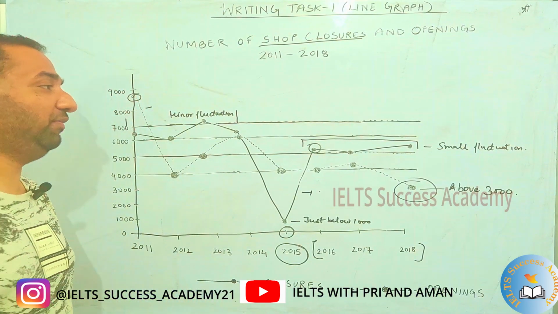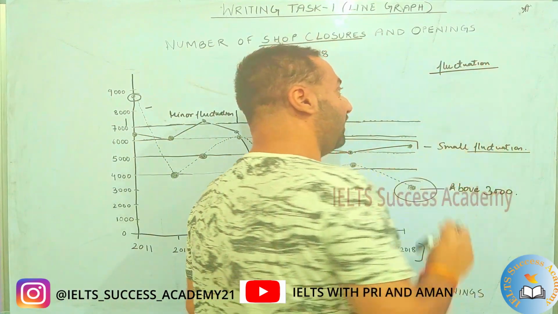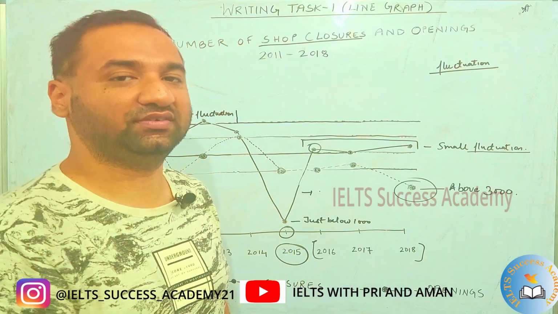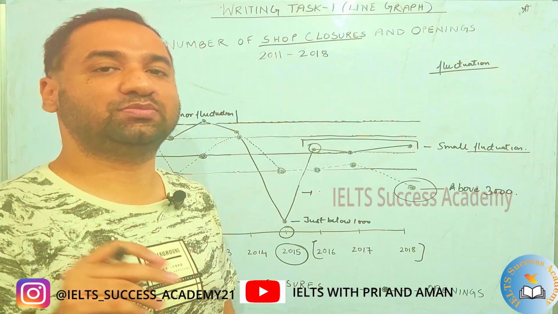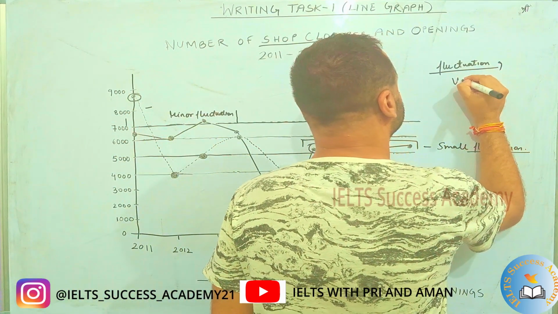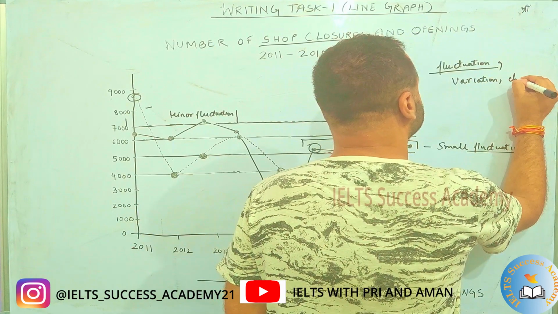I have used the term fluctuation in this graph a lot. A fluctuation is variation or small changes.